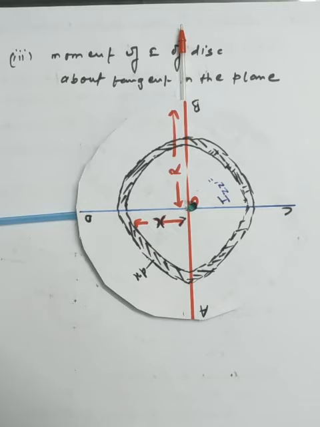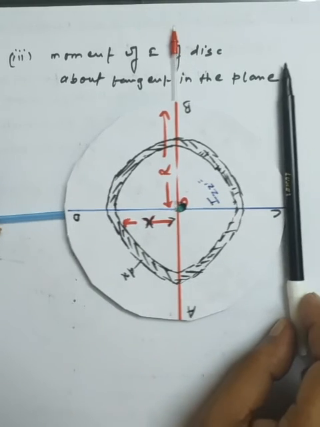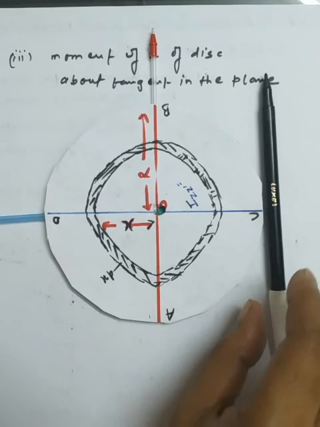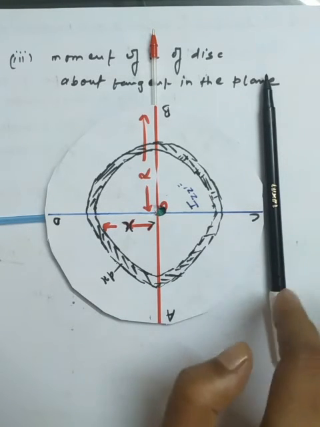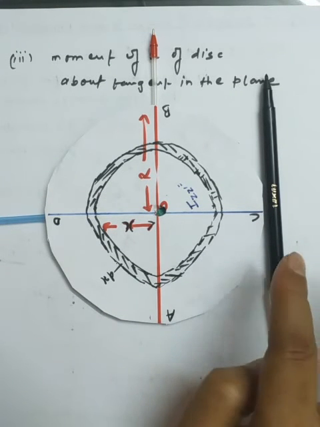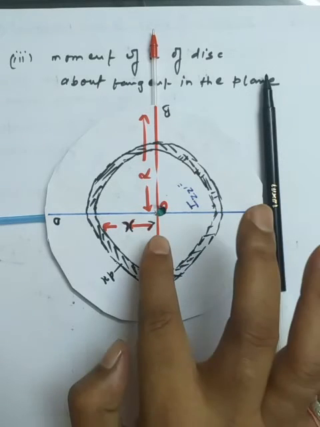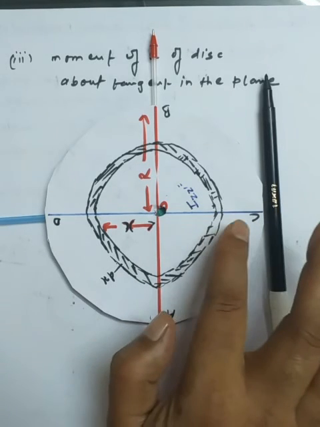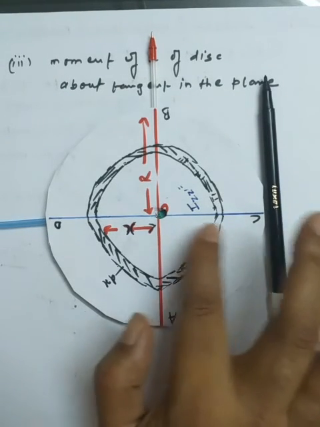If you are just imagining the tangent in the plane of a ring, so what should we do? So this is the kind of tangent we have in the plane of a disk. Okay. So this is the situation we have. So here we can apply the basic parallel axis theorem, and this parallel axis theorem leads to the concept that the moment of inertia about the tangent is equal to the moment of inertia about the center of mass and the product of the mass and the square of distance between two parallel lines.